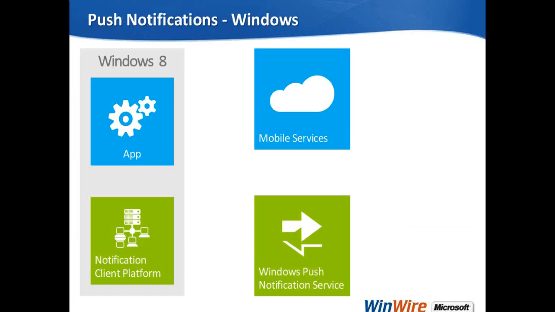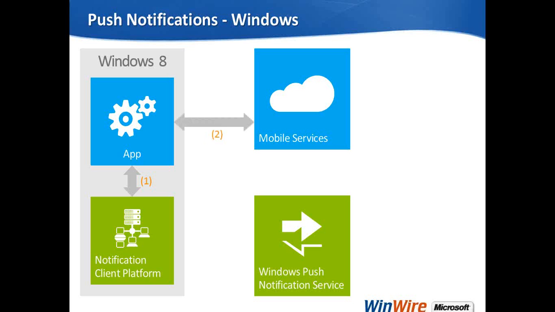Now let's see how push notifications work on the Windows platform as an example. So the first step is to request a channel. For this you can utilize the WinRT API to request a channel URI from WNS. So this is the notification client platform. The channel URI will be a unique identifier you use to send the notifications to your application. So the first thing is it has to request a channel.